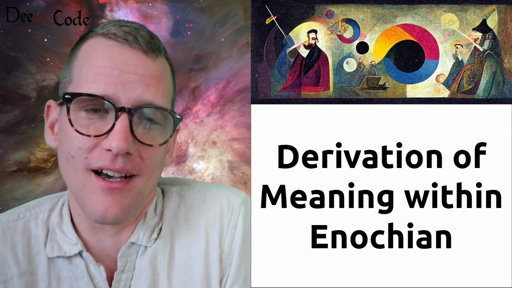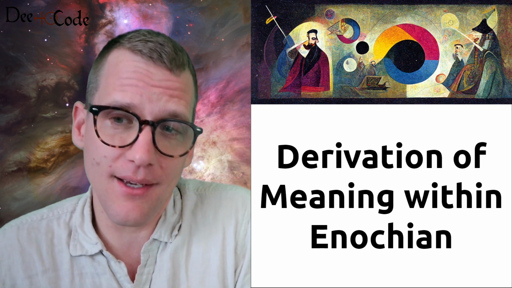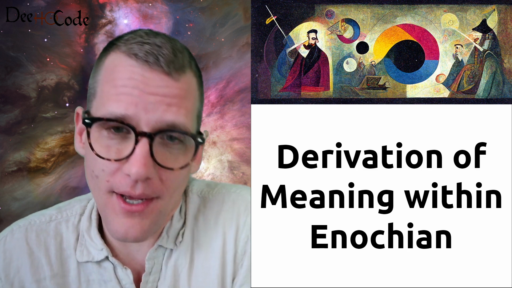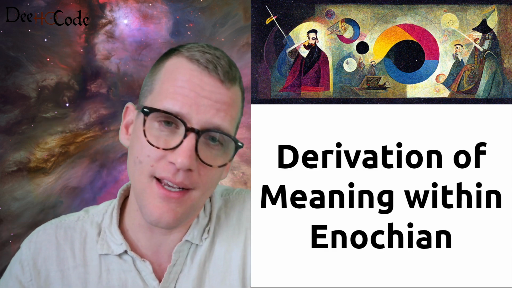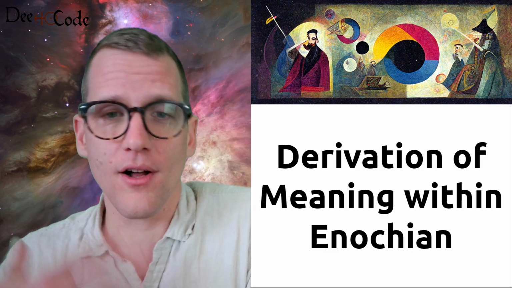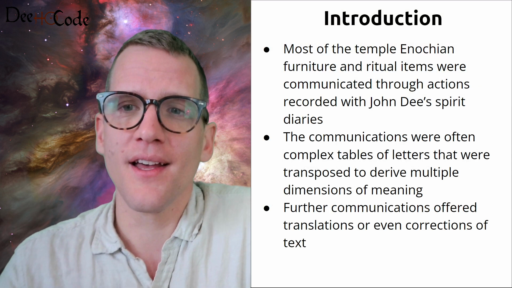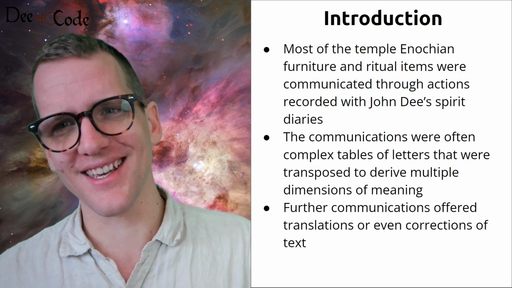Today we are talking about the derivation of meaning within Enochian. If you don't know what Enochian is, or the Dee Code, or John Dee, please go back to the beginning of this lecture series. We'll cover all of these things as we go. So today we're talking about Enochian temple furniture.